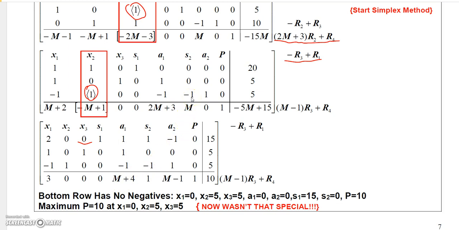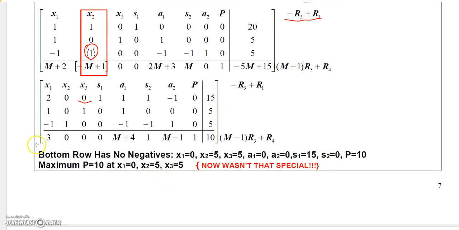And then here you'll get minus m plus 1, and then if you add it to this, the m's will cancel and you'll just get the 1. And then here m minus 1 times this plus this will give you m minus 1, and then multiply this by m minus 1, you'll still get 0 plus 1's 1. And if you multiply this by m minus 1, you'll get 5m minus 5, and then if you add 5m to minus 5m, it cancels, and then if you add minus 5 to 15, it'll give you 10.